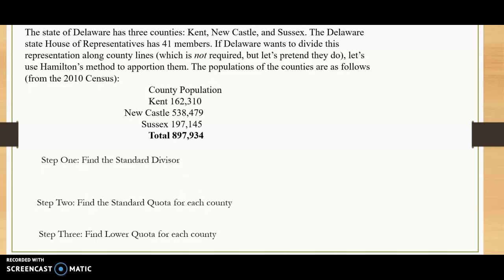So here we have an example. The state of Delaware has 3 counties, nice and simple: Kent, Newcastle, and Sussex. The state House of Representatives has 41 members, so we need to distribute those proportionally to these 3 counties.